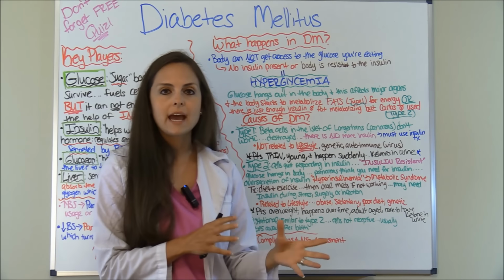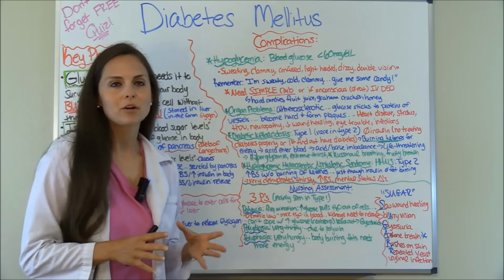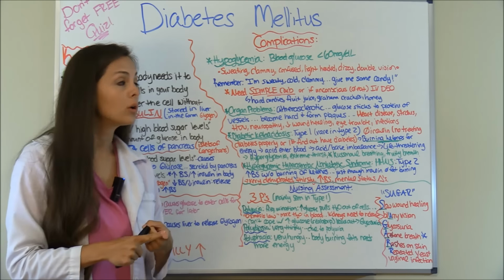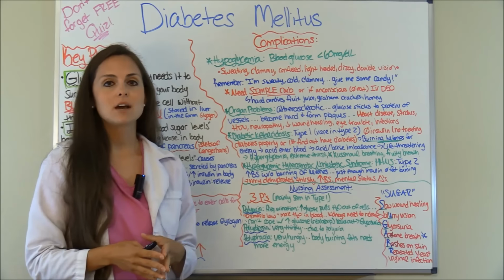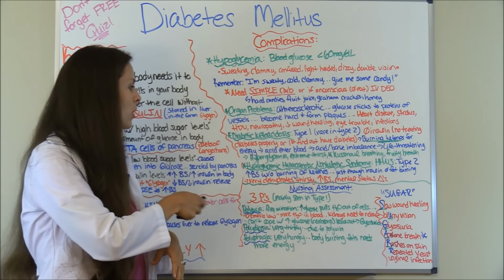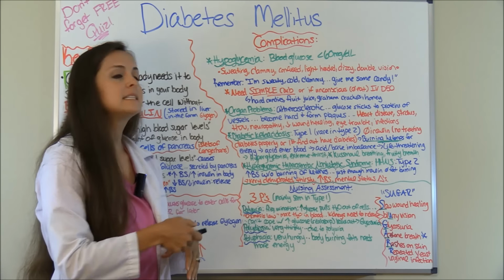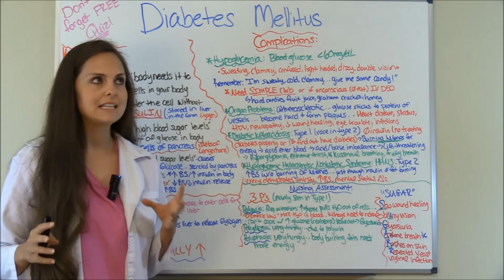Now, let's look at the complications of diabetes and the nursing assessment. First, let's talk about complications. Okay, complications with diabetes. You can have hypoglycemia, organ problems, diabetic ketoacidosis, also called DKA, or hyperglycemic hyperosmolar non-ketotic syndrome, which we will refer to as HHNS. So let me go over these in detail.